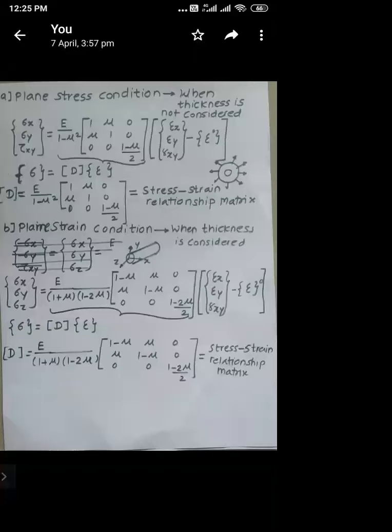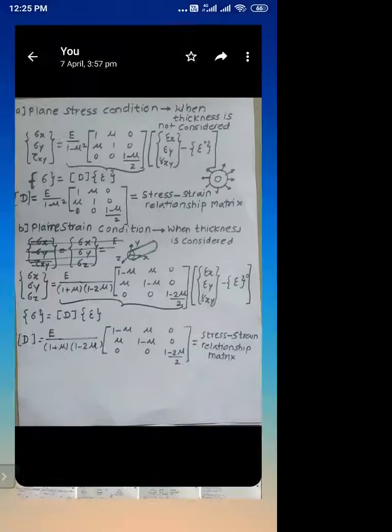Sir, camera on. Let me write that down, then I will make the camera on. E divided by 1 minus mu square, 1 mu 0, right? Then mu 1 0, right? Then 0 0 1 minus mu by 2, right? Is it okay? This is the value of D. So this is the value of D.